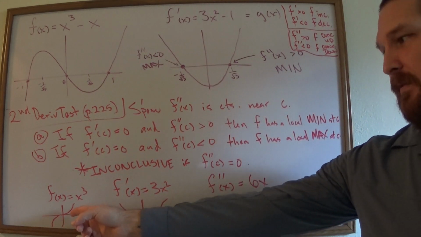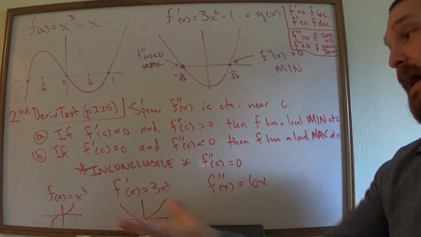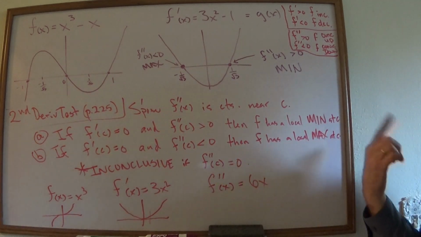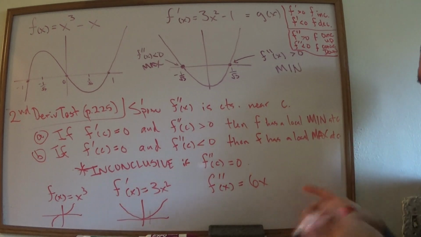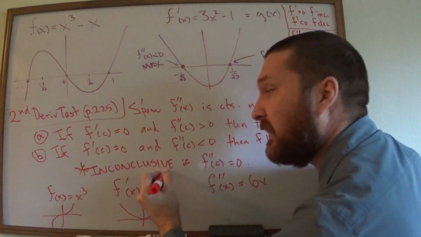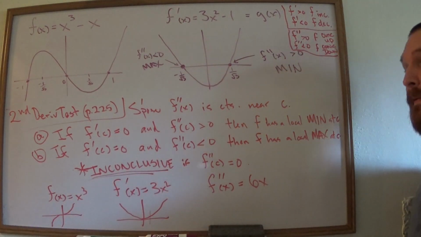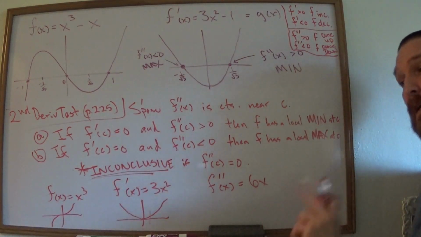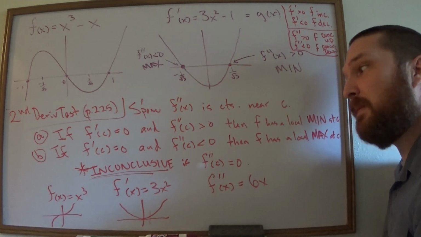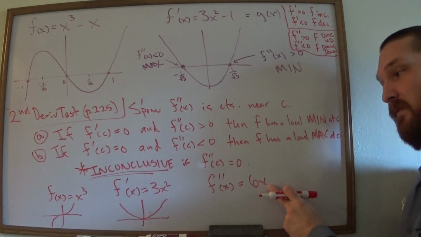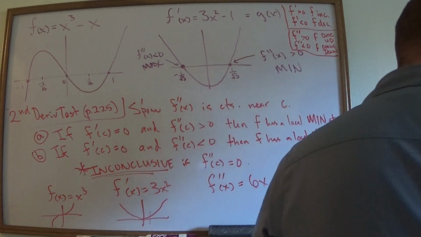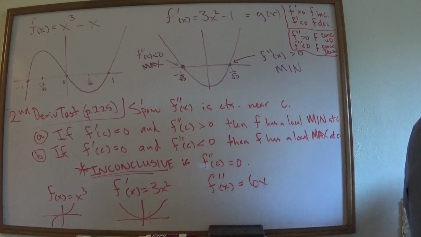Is it concave up, or is it a min or a max? I don't know. It's neither here. But it could be the case, I didn't think of an example, that the second derivative is equal to 0, but it is a min or a max. This is what inconclusive means, all bets are off. With this test, you can't conclude that it's neither a min nor a max. It could be possible that your second derivative is 0, but this point is a min or a max. So you've got to be careful with that.